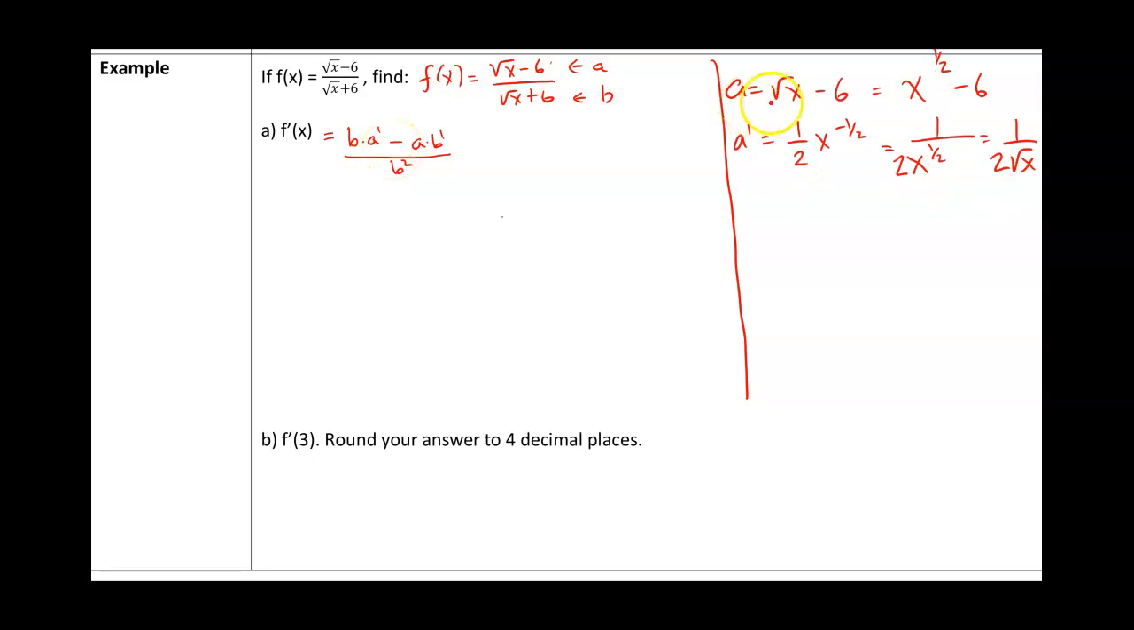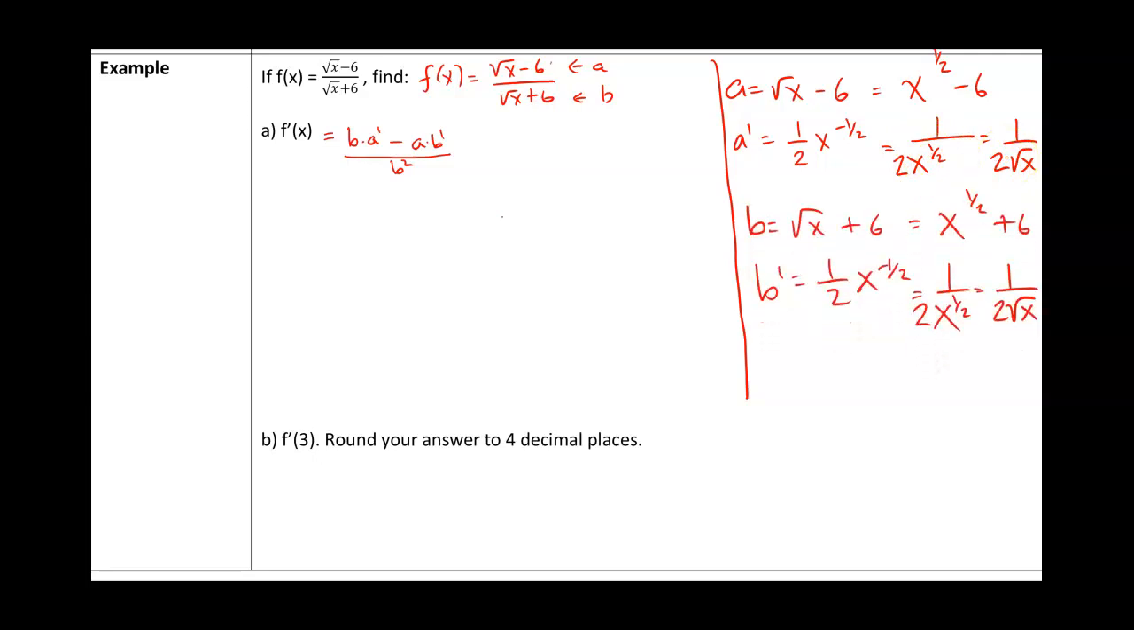A is radical x minus 6. I'm going to rewrite that as x to the 1/2 minus 6 to take its derivative. And a prime, so the 1/2 comes down. So I have 1/2 x to the negative 1/2. Remember, we have to write this using positive exponents and in radical form. So the x to the negative 1/2 moves to the denominator. We have 1 over 2x to the 1/2, and x to the 1/2 in radical form is 2 radical x. That's my a and a prime.